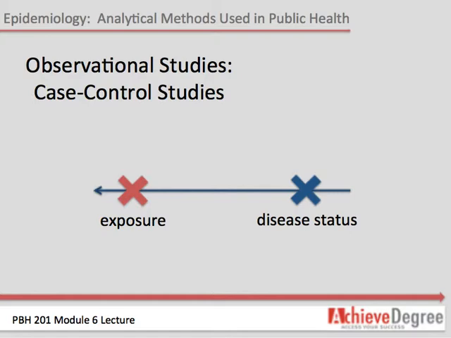Case control studies are efficient when the disease under study has a long latent period, meaning that it takes a long time to develop after possible exposures under study. And similar to retrospective cohort studies, case control studies are less expensive and less time-consuming than prospective cohort studies.